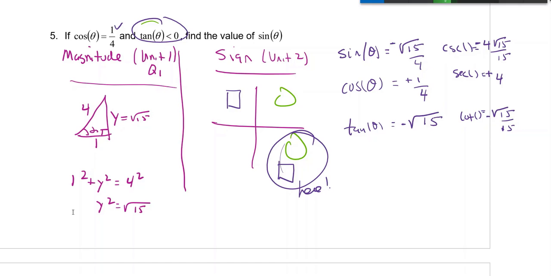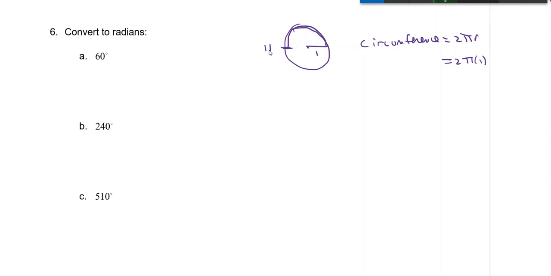All right, moving on to number 6. Convert to radians. What you want to think about in your mind's eye is a circle with radius 1. The circumference is 2 pi r, which is 2 pi times 1, since the radius is 1. So all the way around is 2 pi, so halfway is pi.